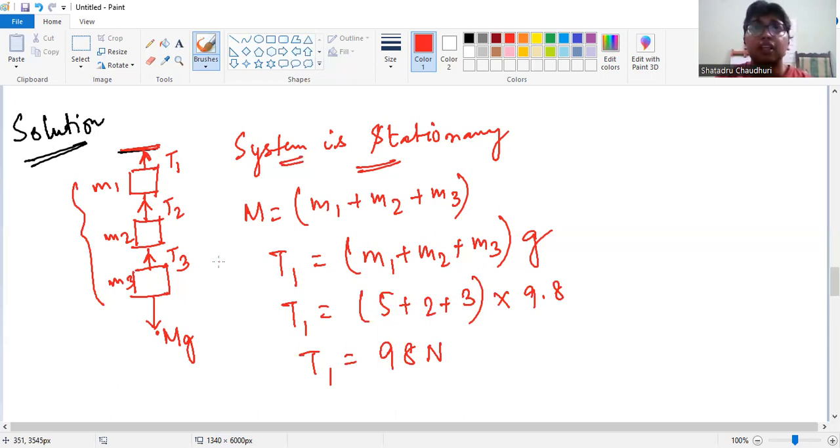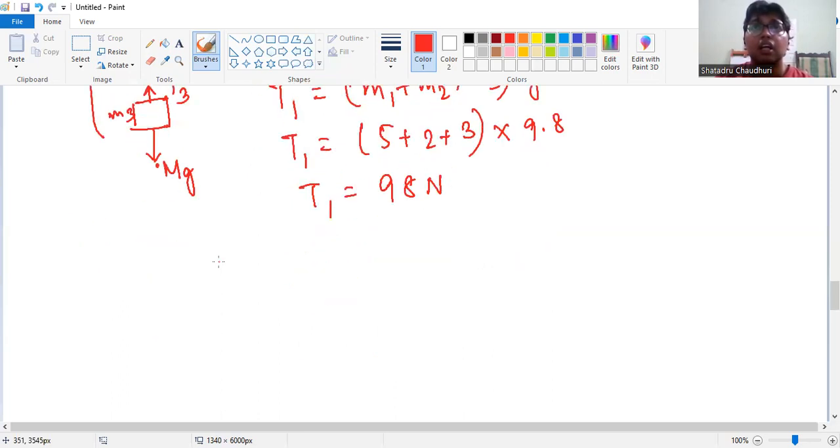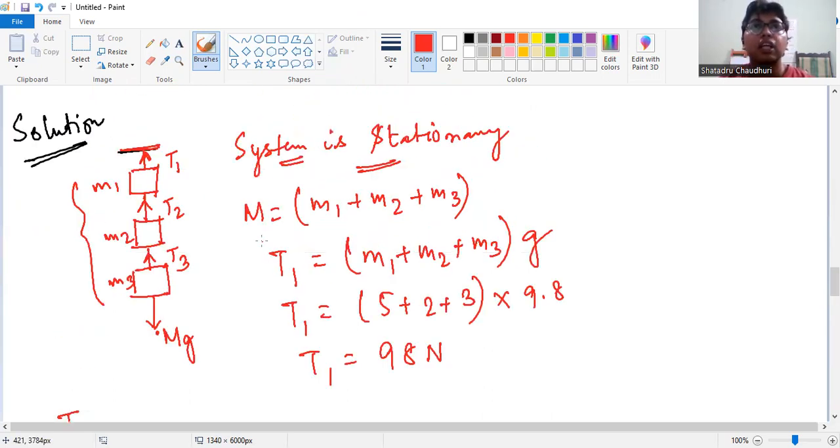Next, if I go to T2, how will T2 be calculated? Since the system is stationary, here also we can see that the tension is acting at this point, and this is balanced by these two forces, the weight of these two bodies. I'm sorry, T2 is balanced by the weight of these two bodies. Okay, T2.